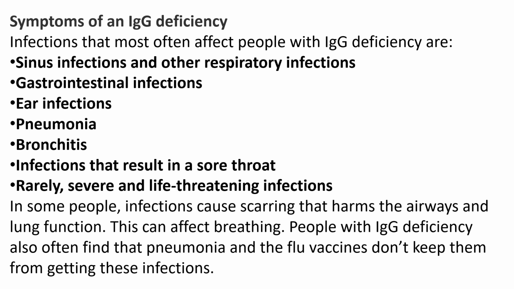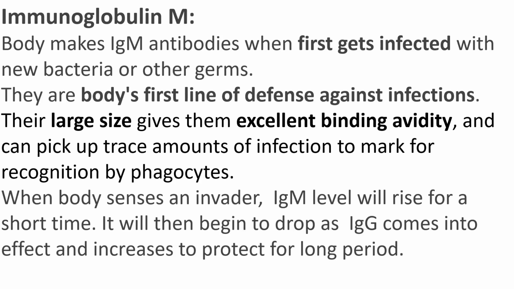So the scarring or fibrosis affects the airway and the lung function, and the patient may develop breathing problems. And the people who are IgG deficient, even vaccines for pneumonia and flu don't keep them from getting these infections. The second immunoglobulin is immunoglobulin M.